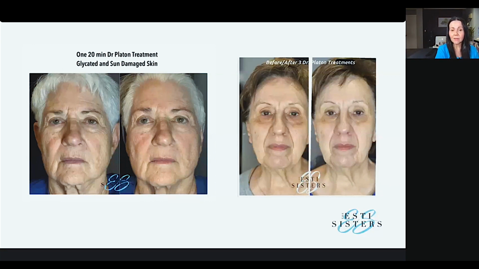I'm just doing a regular facial, but now I'm doing a series once a week of DrPlaton. So you can see a plumping of the skin. You can see a wearing down of the wrinkles. And she is just really loving the benefits that she's getting. And she's amazing, looks amazing for 82 years old. This is my mom. Rachel's my mom, actually, on the right side.